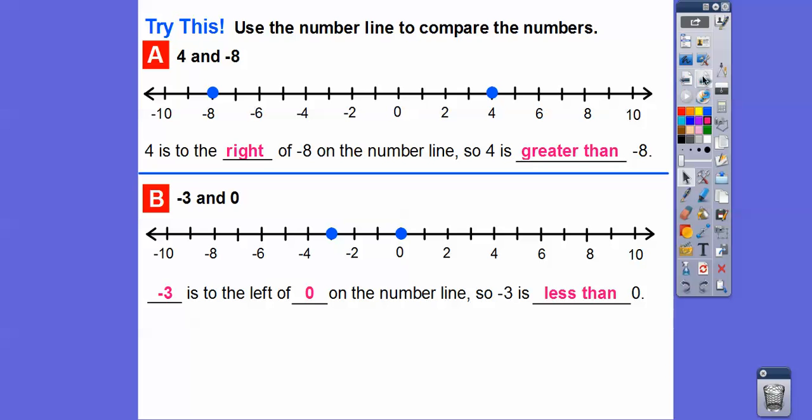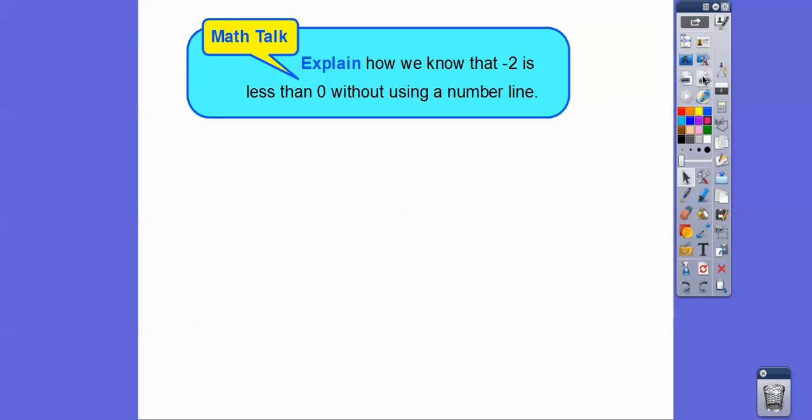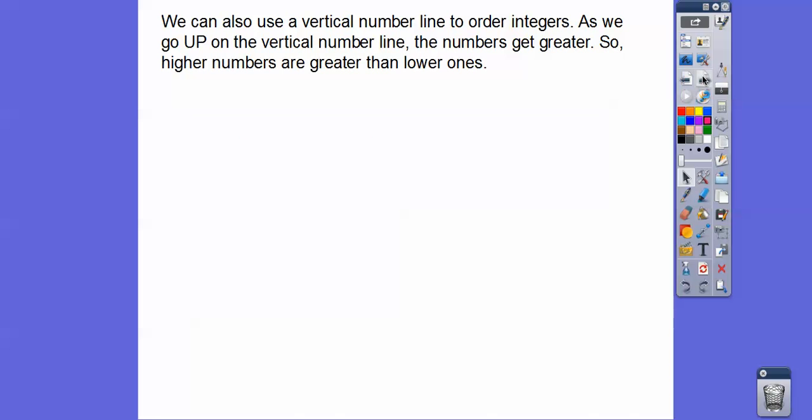All right, so explain how we know that -2 is less than 0 without using a number line. Oh, no problem. All negative numbers are always less than 0. That's easy. And all positive numbers are always greater than 0. And we can use vertical number lines to order integers also. As we go up on the vertical number line, the numbers get greater.